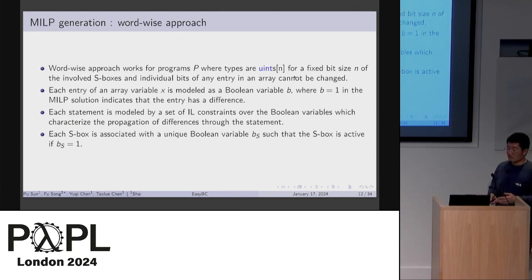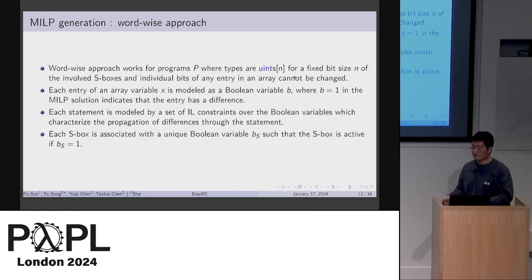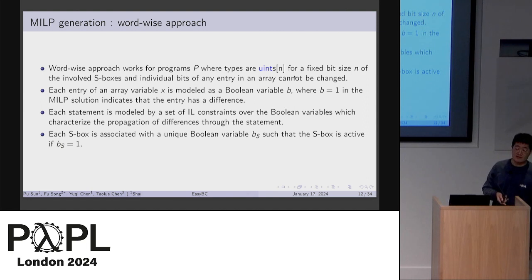The first one is the word-wise approach. It suits programs where the types of all variables have fixed bit size, and each entry of an array will be modeled by a corresponding Boolean variable, where the Boolean variable taking a value of 1 indicates that entry has the difference. And each statement will be modeled by a set of integer linear constraints over the Boolean variables. Besides, each S-box is associated with a unique Boolean variable to indicate whether the S-box is active.